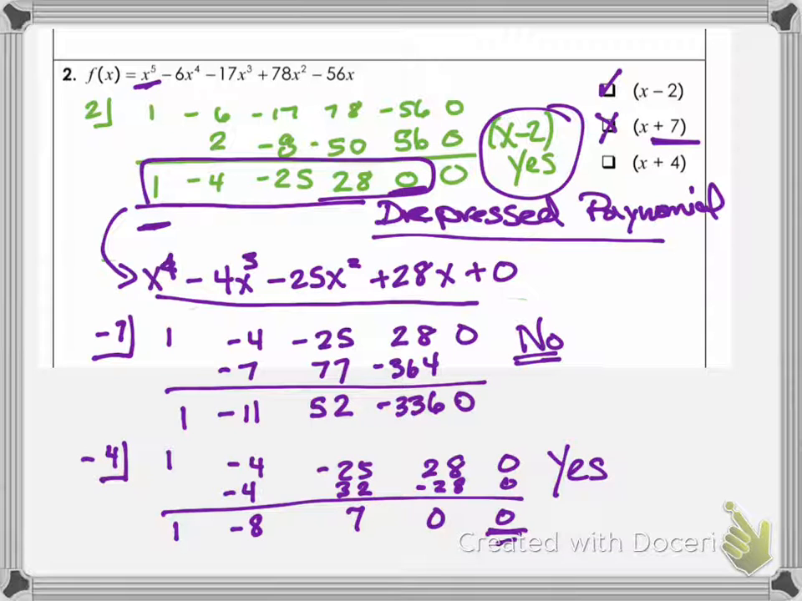And what's interesting is the further reduced polynomial, since we were on the 5th, 4th, so now it's x cubed minus 8x squared plus 7x. And we could try to keep going and find all of them, but that's not what they're asking you to do in this, so we'll move on.